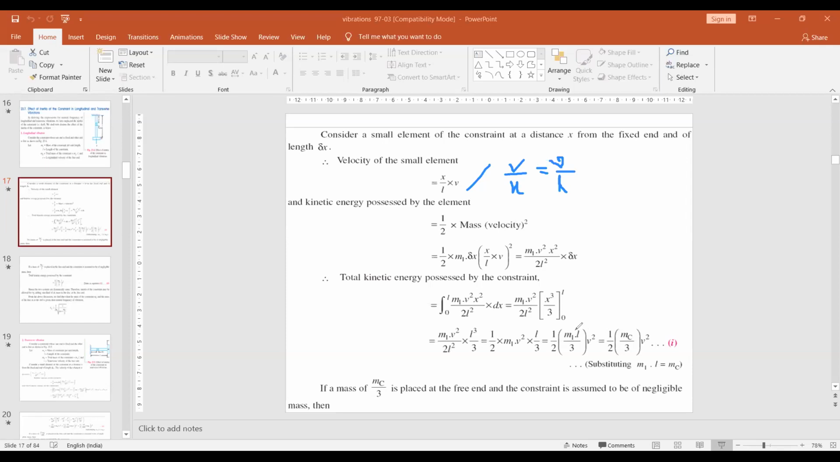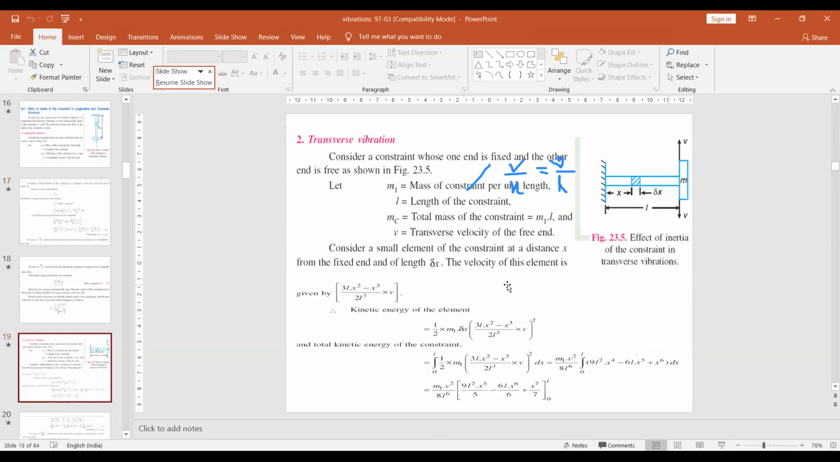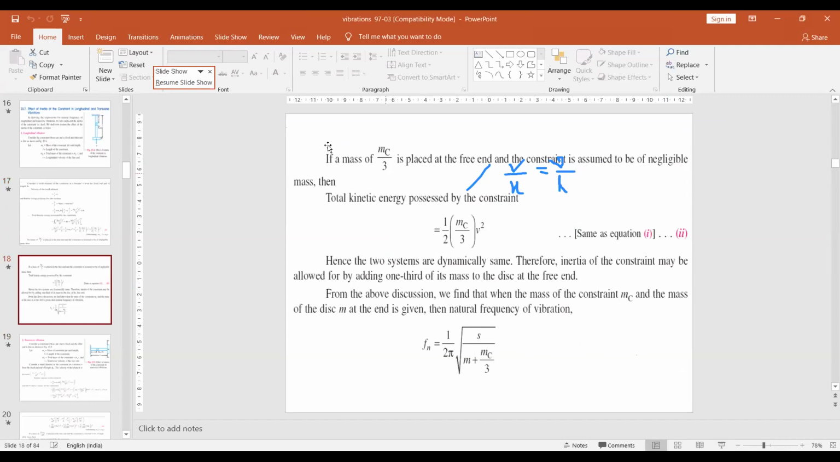In this, generally we take the mass value as m, but m is replaced here with mc by 3. M is replaced with mc by 3, where mc means the total mass of the constraint. So that is why, if mass mc by 3 is placed at the free end, then the total kinetic energy of the constraint is half into mc by 3 into v square.